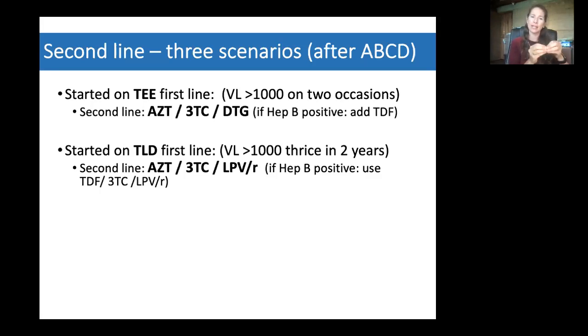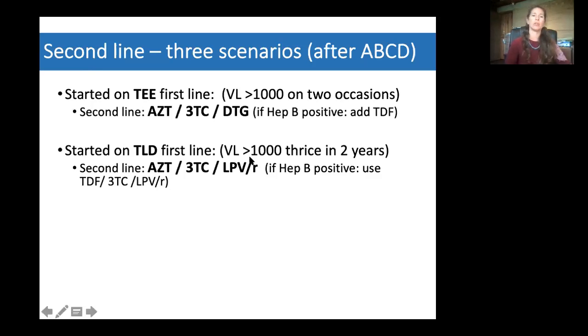But if they fail on TLD, they're going to go on the old second line that we know, AZT, 3TC, and lopinavir ritonavir. This is one of those interesting little details here. But these patients, if they're hepatitis B positive, we're going to use tenofovir, 3TC, and lopinavir ritonavir. You'll notice there it's just the 3 drugs. We dropped the AZT.